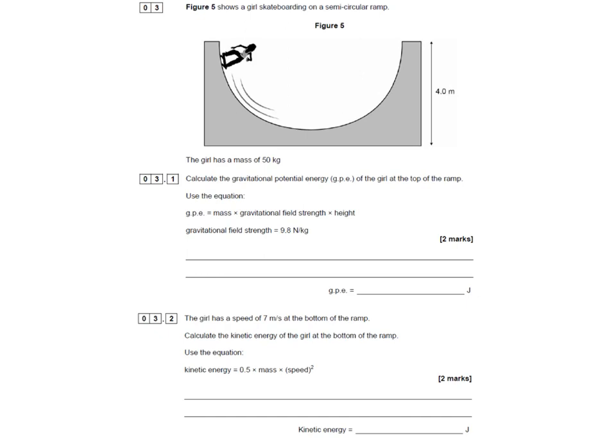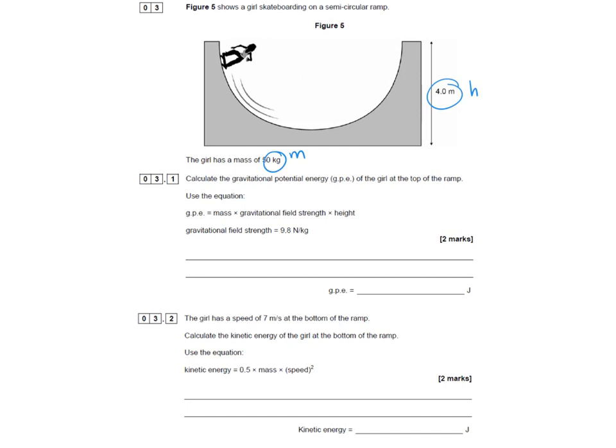Now here I have a foundation exam question. It shows a girl skateboarding on a semicircular ramp. Now in the diagram, like I said, we need to look for the clues. We need to look for the values that it gives us and list them and label them. Now in the diagram you can see there's the height of the ramp given to you. It also tells you the mass of the girl, which is 50 kilograms. So I'm given the height, I'm given the mass, and it says calculate the gravitational potential energy of the girl at the top of the ramp.